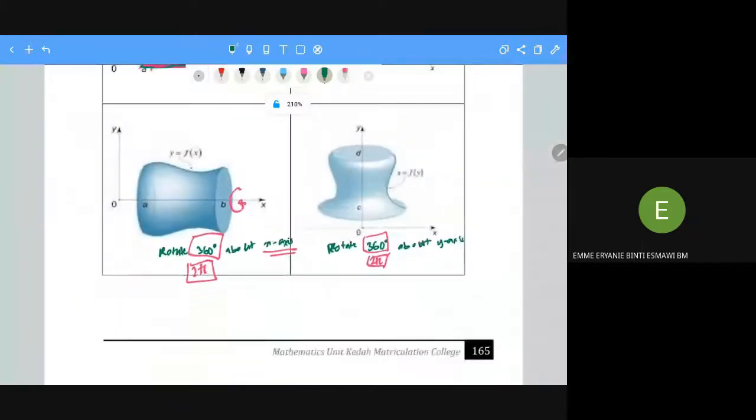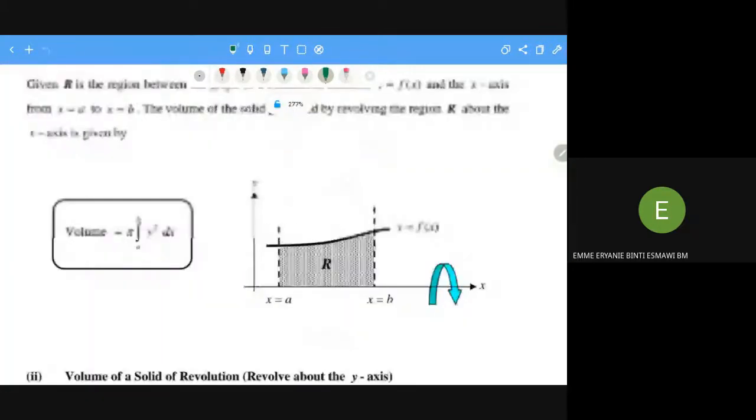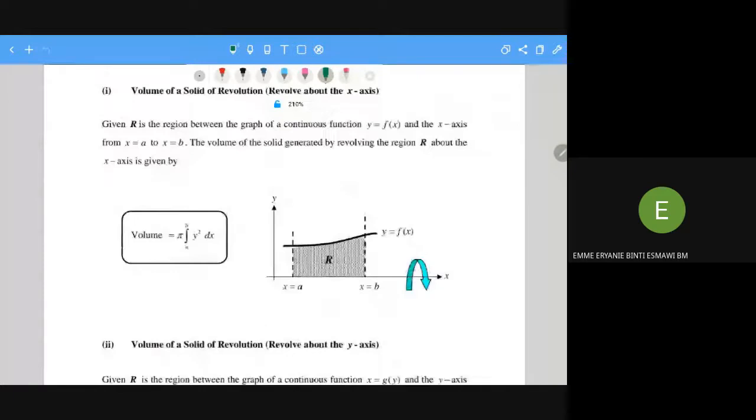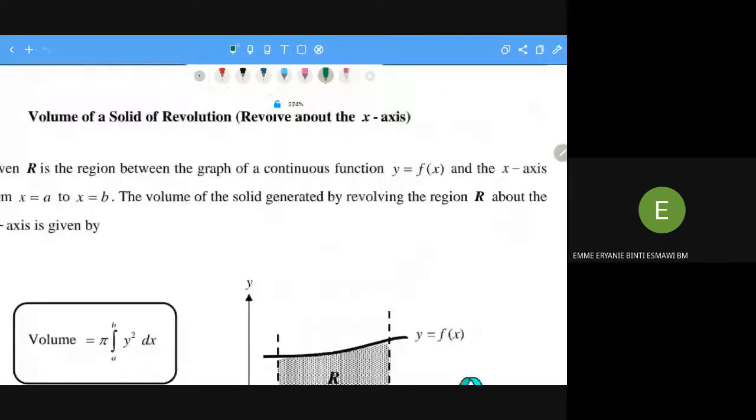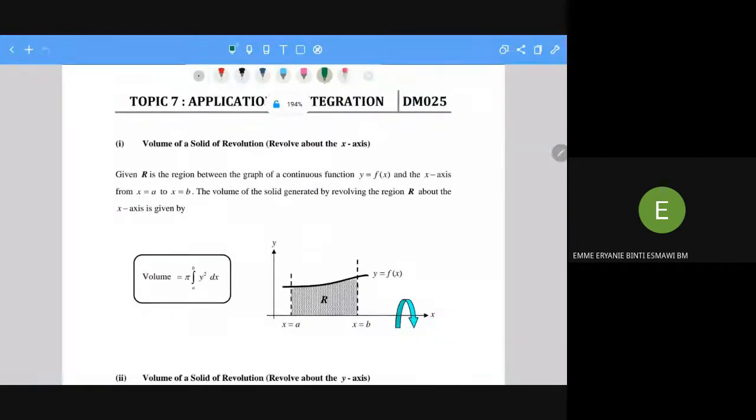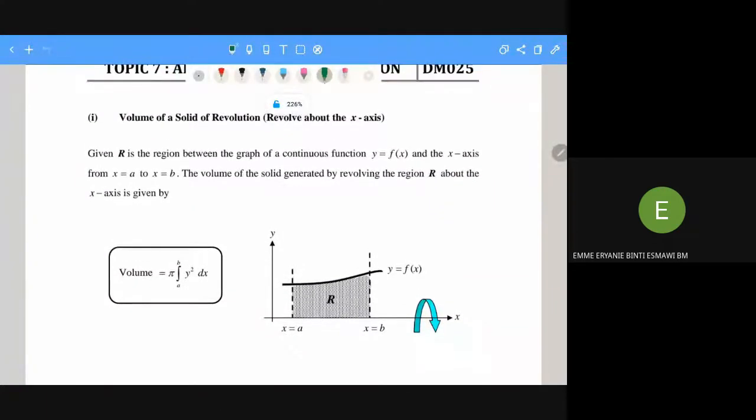So the main point that I'm trying to say is that it depends on the question. For example, like this, this question says as follows.